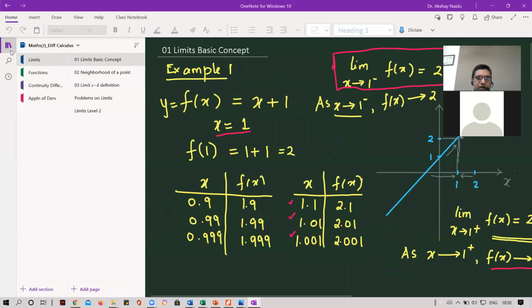Okay, now I'll explain the basic concept of limit.